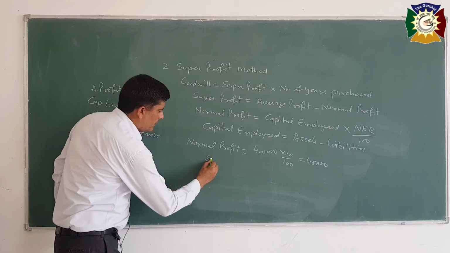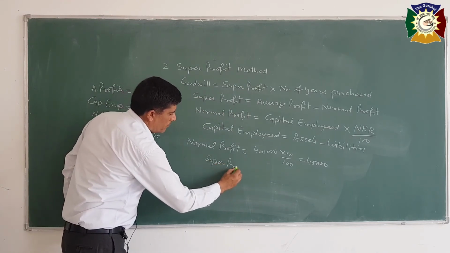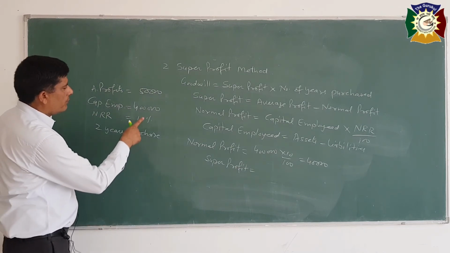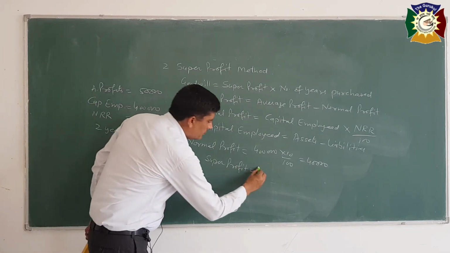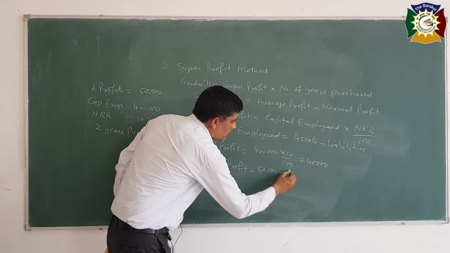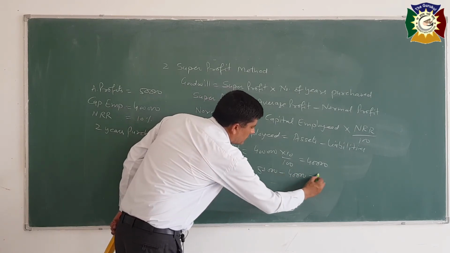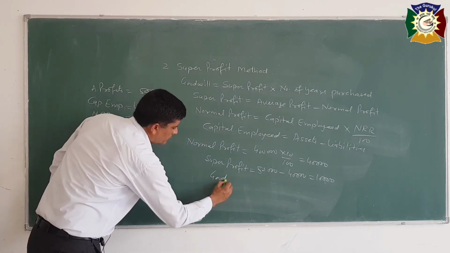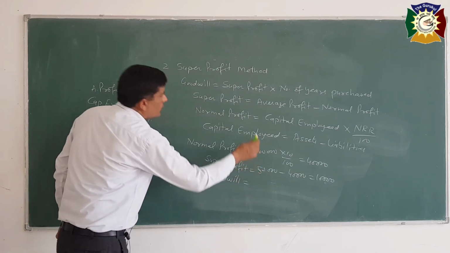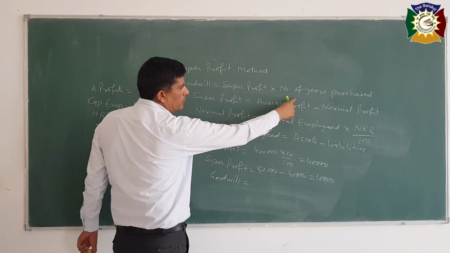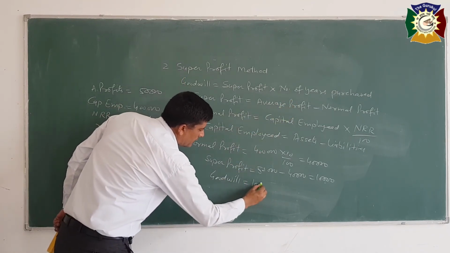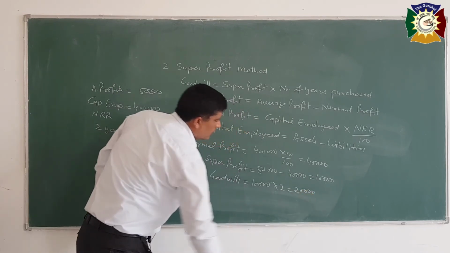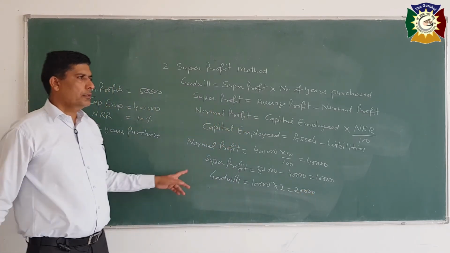And super profit will be average profit minus normal profit. So average profit is 50,000 minus normal profit is 40,000, that is 10,000. It is super profit, and goodwill will be super profit into number of years purchased. So super profit is 10,000 into 2, that is 20,000. So in this way you can calculate the goodwill.